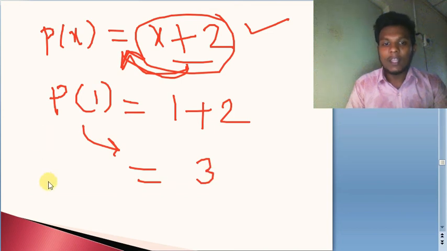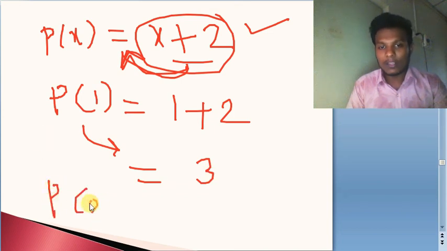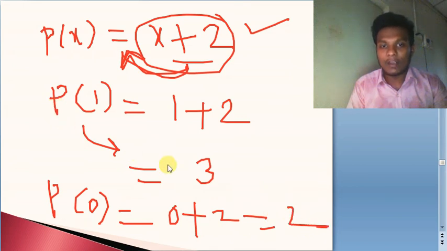What is p of 1 then? 3. If I ask you what is p of 0, p of x is given as x plus 2. In place of x, what do I have to keep now? 0. So 0 plus 2. What is the value? It will be 2. So p of 1 is 3, p of 0 is 2.